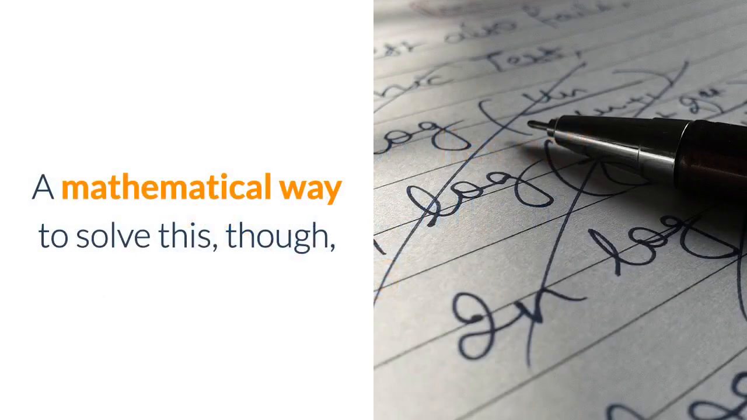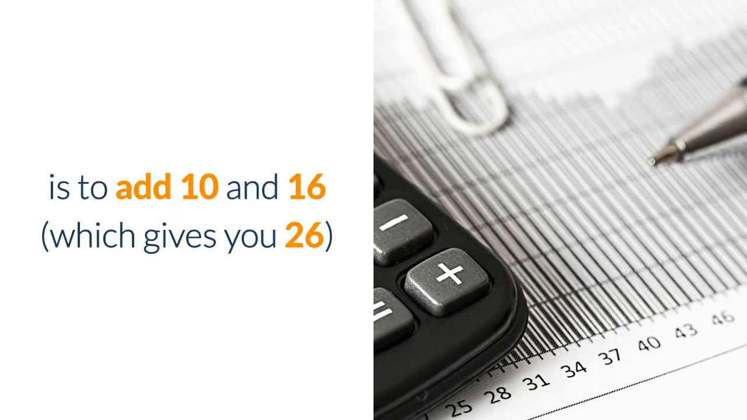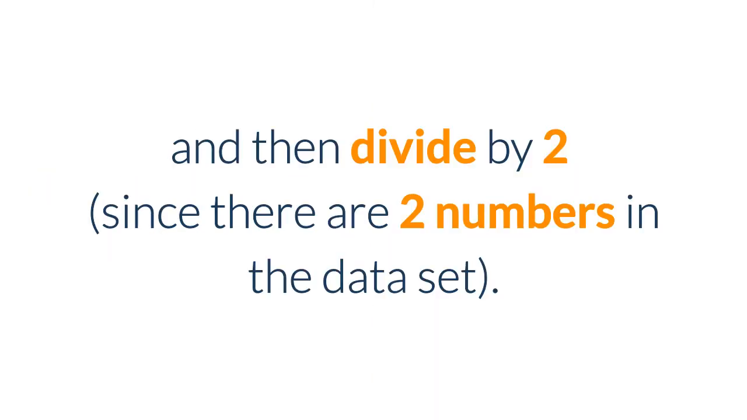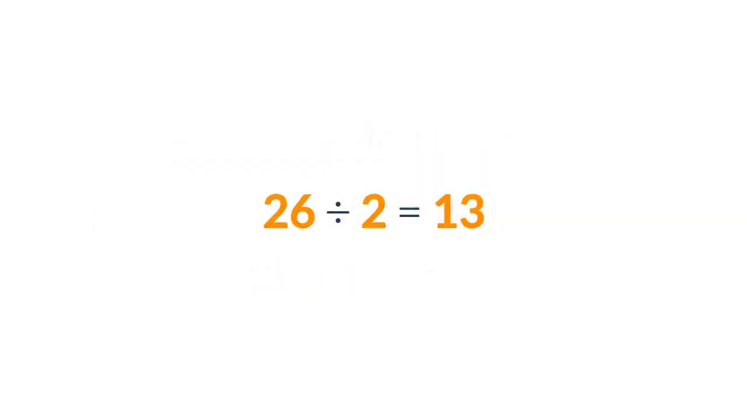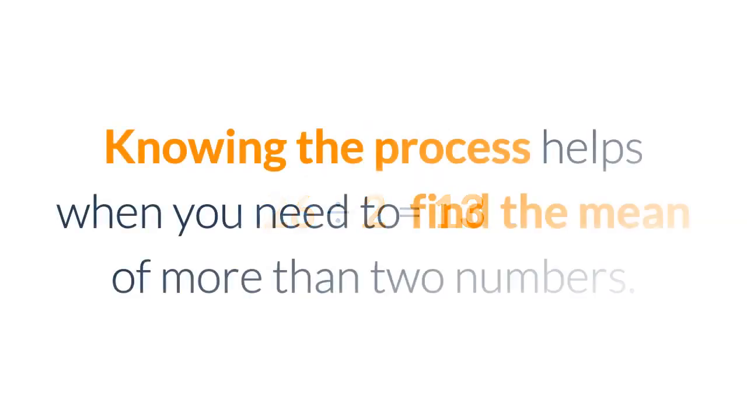13. A mathematical way to solve this, though, is to add 10 and 16, which gives you 26, and then divide by 2, since there are two numbers in the data set. 26 divided by 2 equals 13. Knowing the process helps when you need to find the mean of more than two numbers.